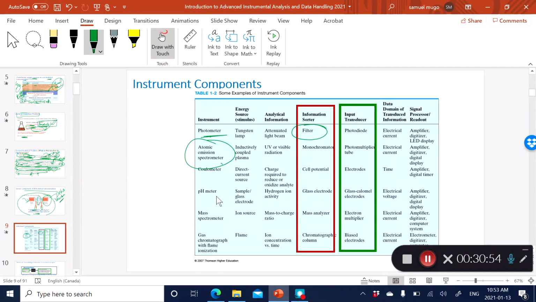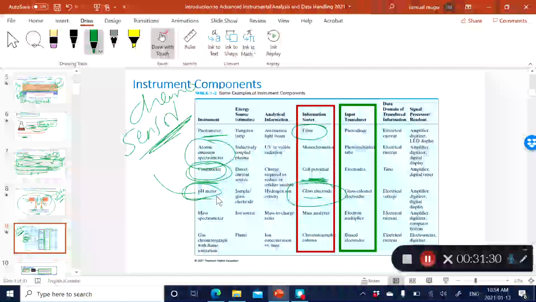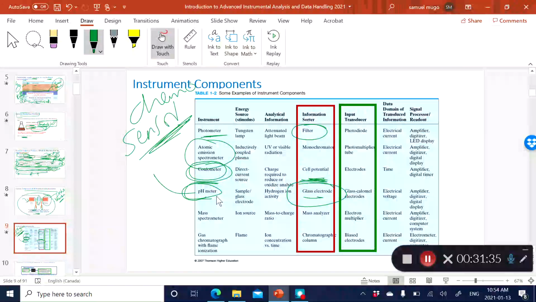If you're dealing with, say, a coulometer, the information sorter in that case is a cell potential. If you're dealing with a pH meter, remember this one is a sensor actually. It's a chemosensor, because you're not really using a biological specimen. So the information sorter in the case of a pH meter is a glass electrode. The glass electrode is what is capturing the hydronium ions of interest. I'm going to show you in a couple of slides how that is translated into an electrical quantity.